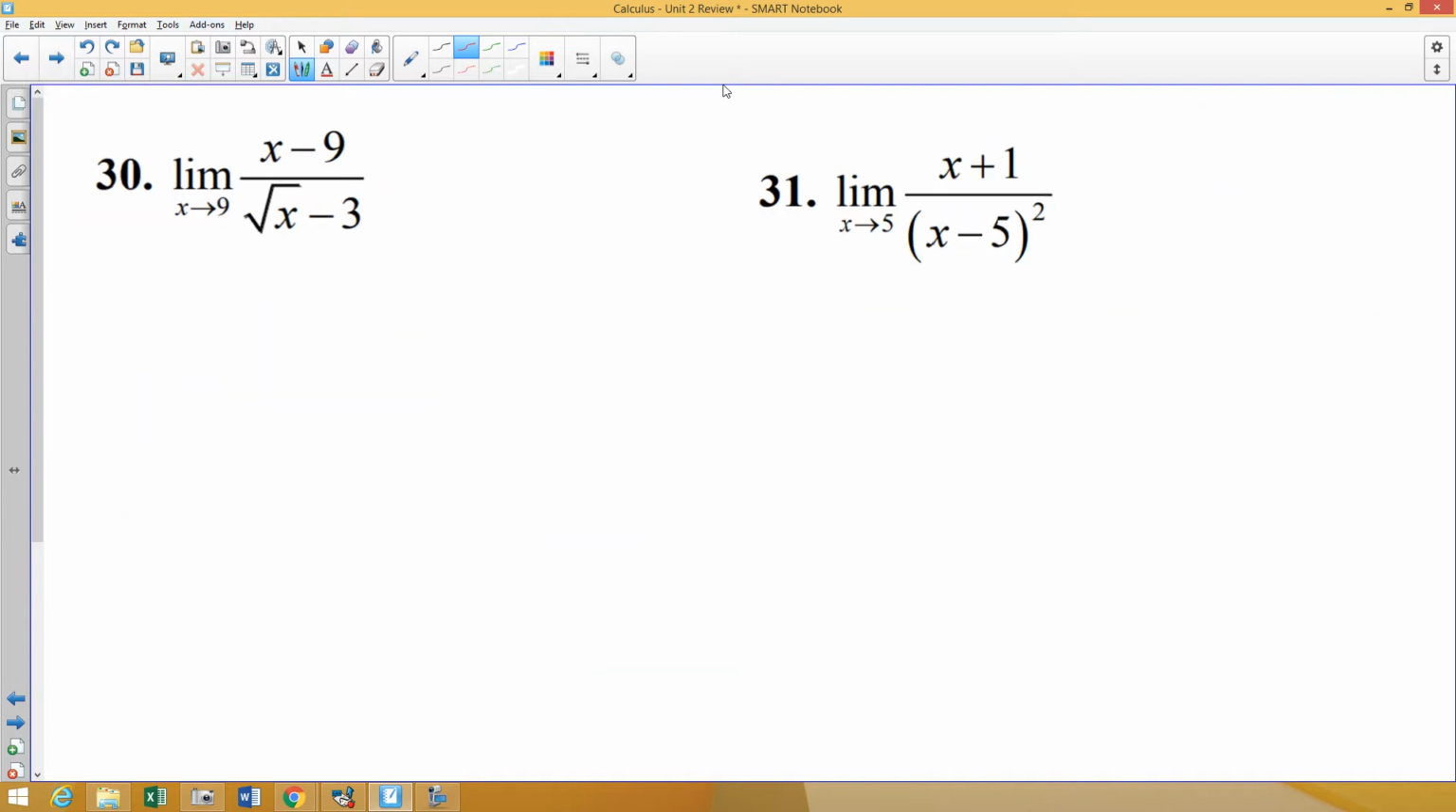So moving on to 30. If I plug in 9, I will get 0 over 0. I see a radical in this term, so I'm going to use conjugates. So that'd be root x plus 3 on top and bottom.